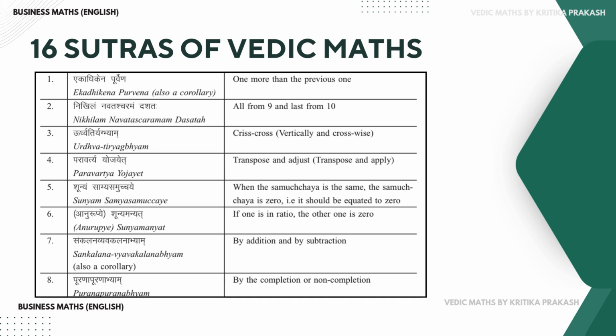The best way to align with the Sanskrit sutra given with the English name is we can remember just the initials that are given in the Sanskrit language to relate with the sutra. Like for example, the first sutra we can name it as an EP sutra, which means one more than previous one. The second one we can remember it as NND sutra, which tells us all from 9 and last from 10. So this is important to remember from the point of view of MCQ. Just for our understanding, we are learning this.